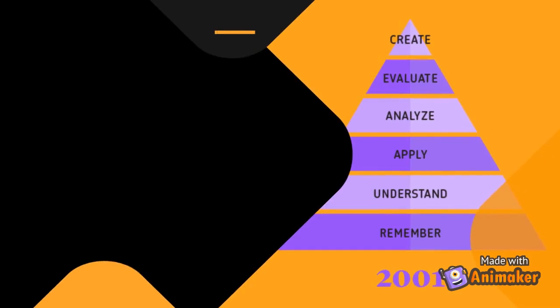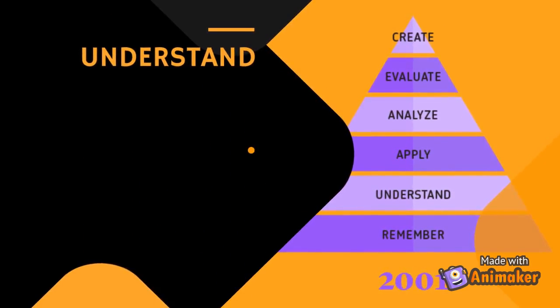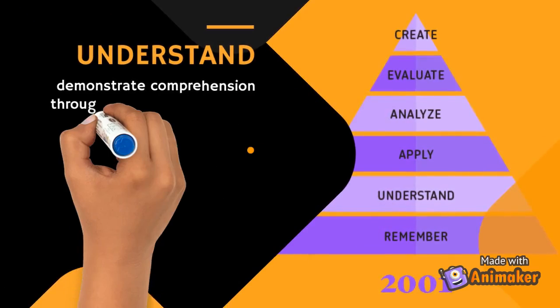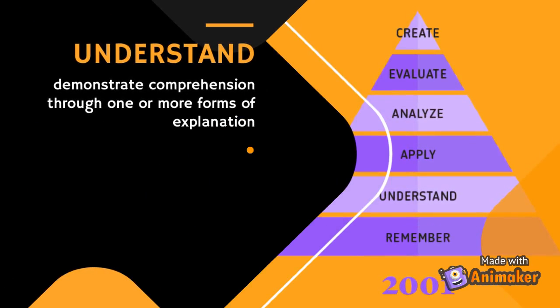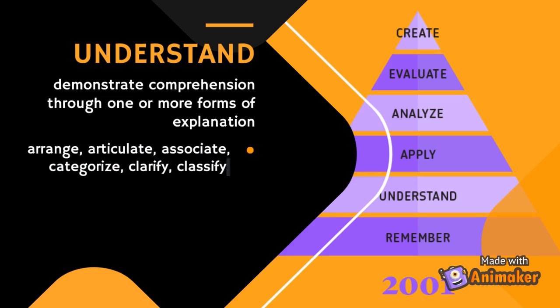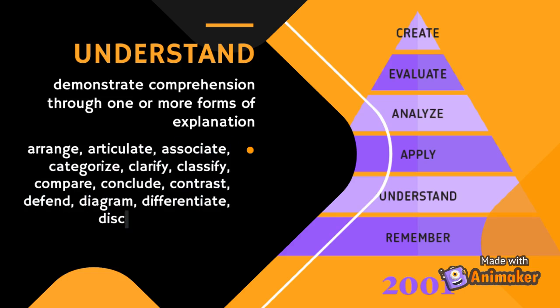Next is understand. It entails understanding of what the given information means. It aims for the students to demonstrate comprehension through one or more forms of explanation. For example, differentiate salary and income. Some of the appropriate learning outcome verbs for this level are arrange, articulate, associate, categorize, clarify, classify, compare, conclude, contrast, defend, diagram, differentiate, discuss, and distinguish.